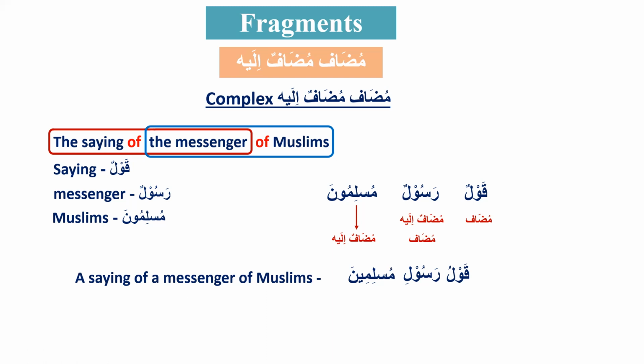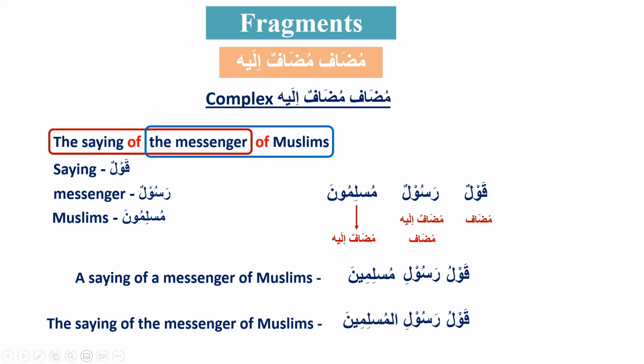You have to add al somewhere. Al Muslimin. Can I add al to Rasuli? No, because it is mudaf, so it cannot take al. So al Muslimina. The only place where I can add al is over here. Qawlu cannot take al. Rasuli cannot take al. So only Muslimina will take al. And now it will be Qawlu Rasulil Muslimina. Now it means the saying of the messenger of the Muslims.